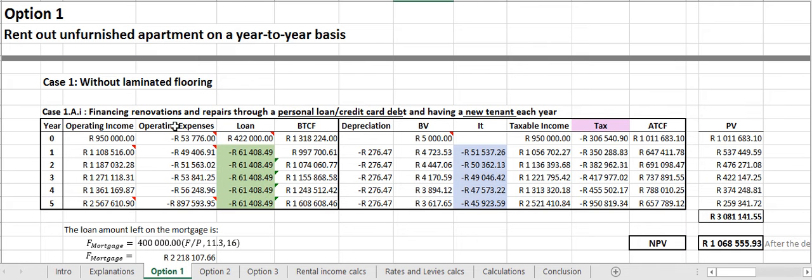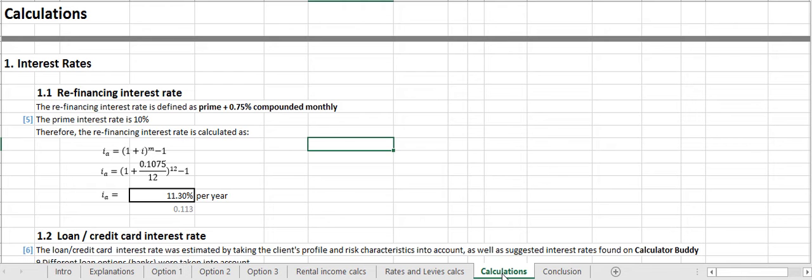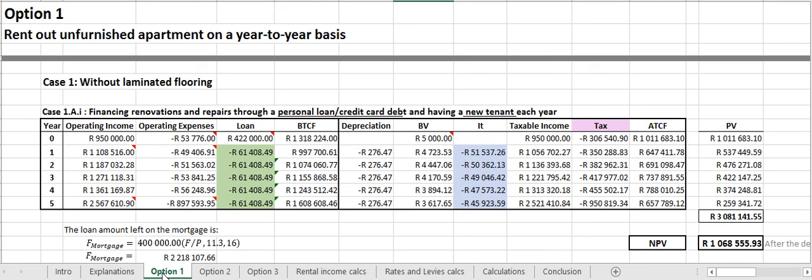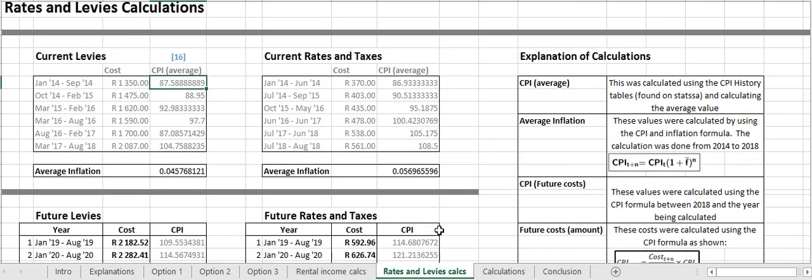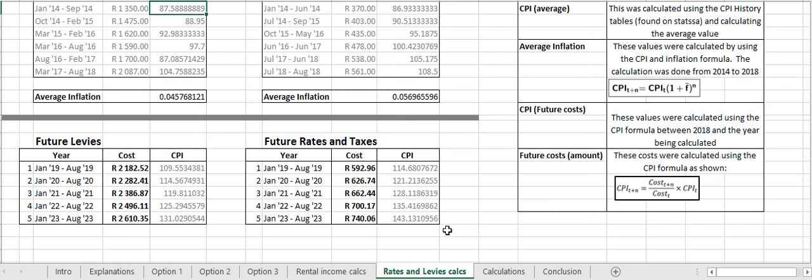Expenses for option 1 include plumbing costs, painting, the installation of the stove, agent commission, transfer costs when the apartment is sold, rates and levies, and laminate flooring for the relevant cases. All of the calculations of these expenses can be found in the calculation sheet. One assumption is that the agent is only paid when her services are used. In this case, each year the apartment is rented out to a new tenant and the year the apartment is sold. Rates and levies calculations can be found in the rates and levies calculations sheet, and these were based off of inflation.